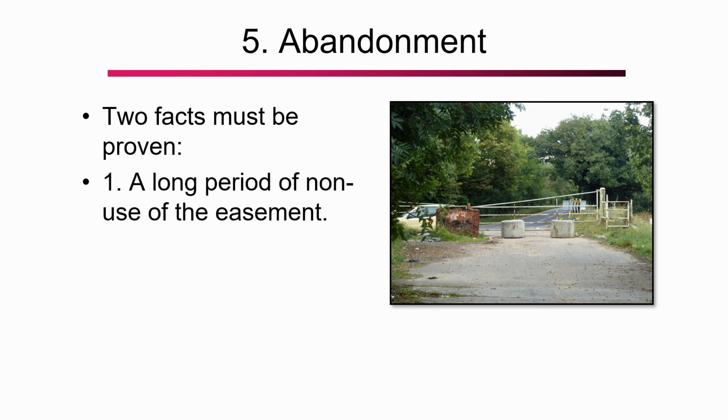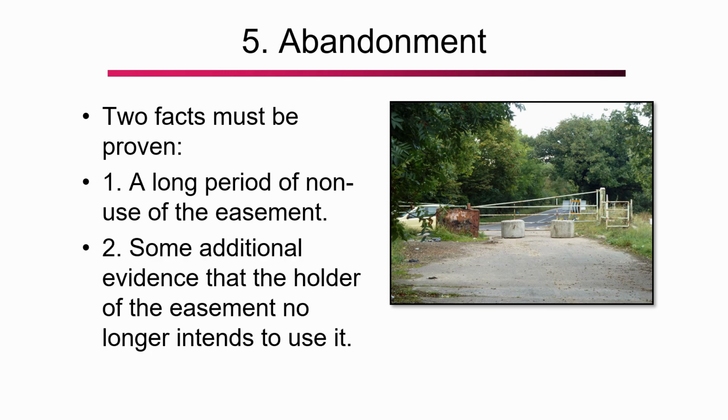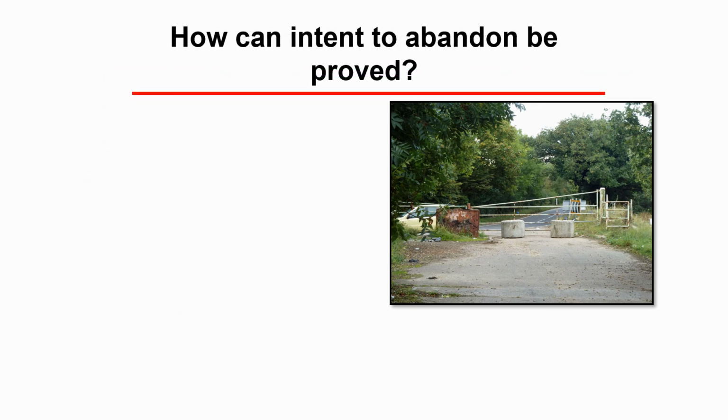But in addition to not using the easement for a long time, there has to be some additional evidence that the holder of the easement no longer intends to use it. Evidence over and above just not using it for a long period of time. So what sorts of additional evidence will work? How can we prove an intent to abandon the easement?